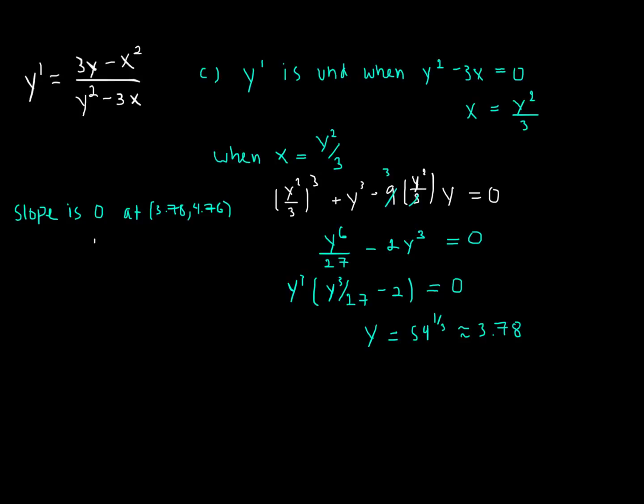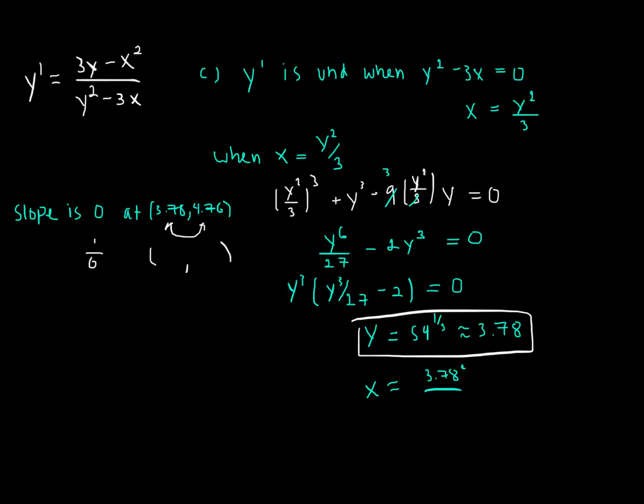Well, the reciprocal of 0 is 1 over 0, which is undefined. And so you would expect that undefined slope to occur at 4.76 as your x coordinate and 3.78 as your y coordinate, which we found here. That's the y coordinate, and that means that x is going to be equal to 3.78 squared over 3. And when I calculate that, as I've done previously, I get 4.76.